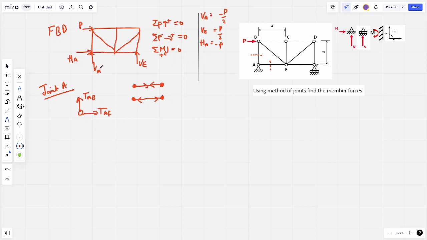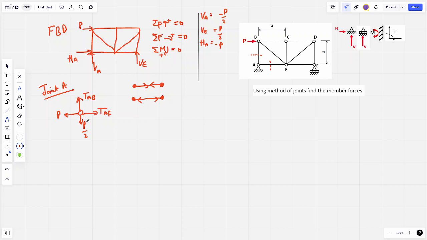We've got VA as negative P over 2, and that negative means we've assumed it was going up in the positive direction. In reality, that's actually going down as P over 2. And then we've also got HA as negative P. Again, that means our assumption of the arrow going to the right was actually wrong. So we're going to say it's positive to the left, in this case, positive P going left. Again, we're just going to use the equations of equilibrium to work through AB and AF.